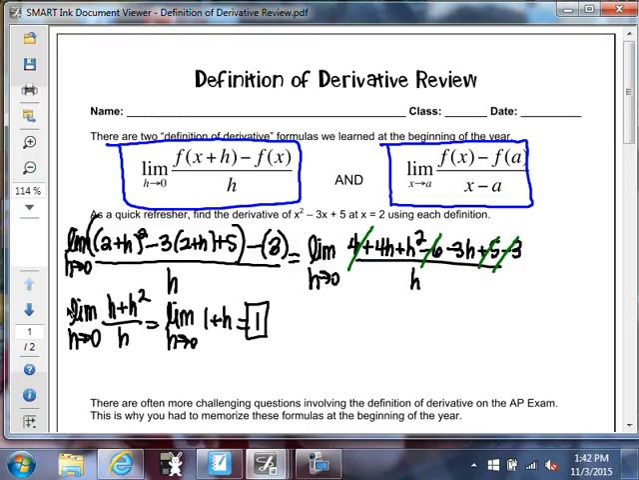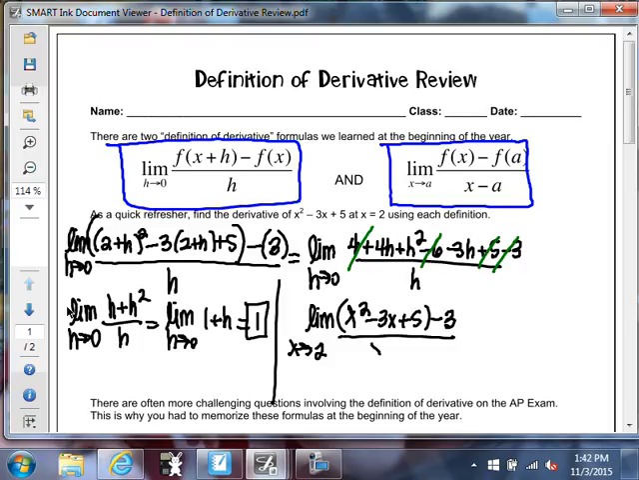Now the alternate definition is very similar. Sometimes it's easier, sometimes it's harder. In this case, it's a lot easier. If I have the limit as x goes to 2, in this case that was our a value, and f of x is just going to be x squared minus 3x plus 5. And f of a was what we found before. It's 3, right? That's just f of 2. So plugging in 2, you get 3, all over x minus 2.